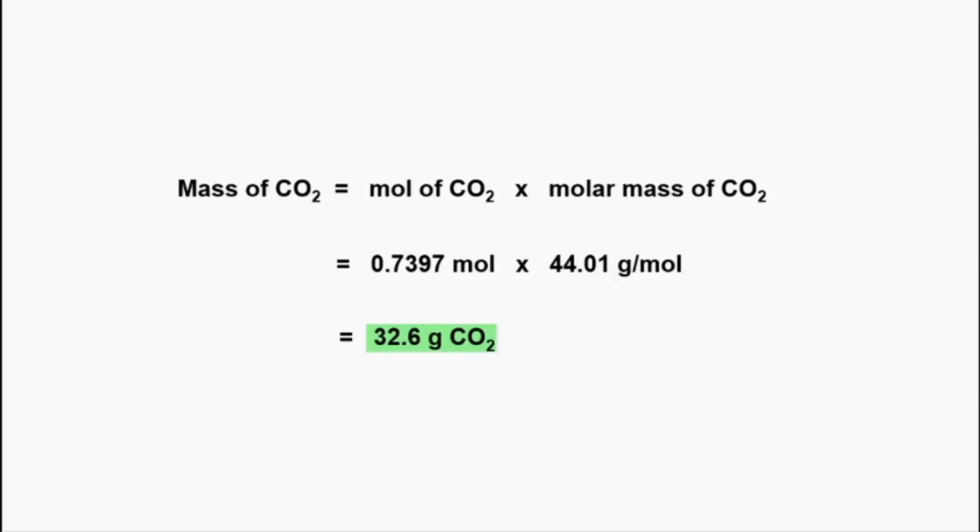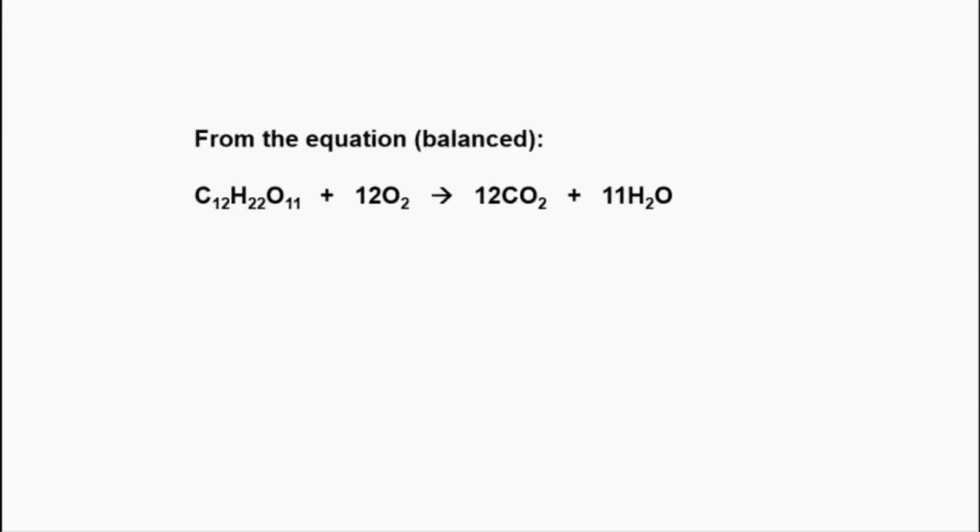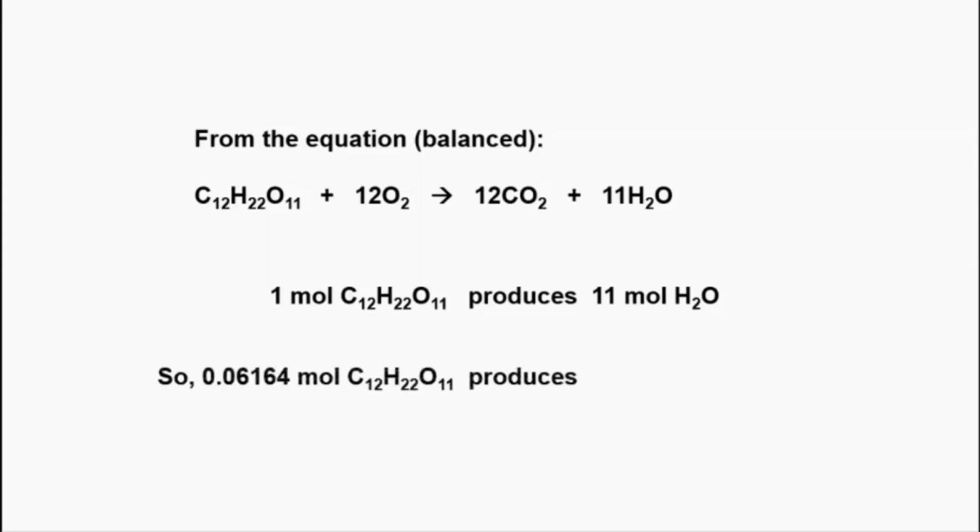Okay, so we are done with this question. Now let's move on to the next. From the same balanced equation, we are going to determine the mass of water produced in this reaction. From the balanced equation, 1 mole of sucrose produces 11 moles of water. Since we only have 0.06164 moles of sucrose, how many moles of water are we going to get? You calculate this.